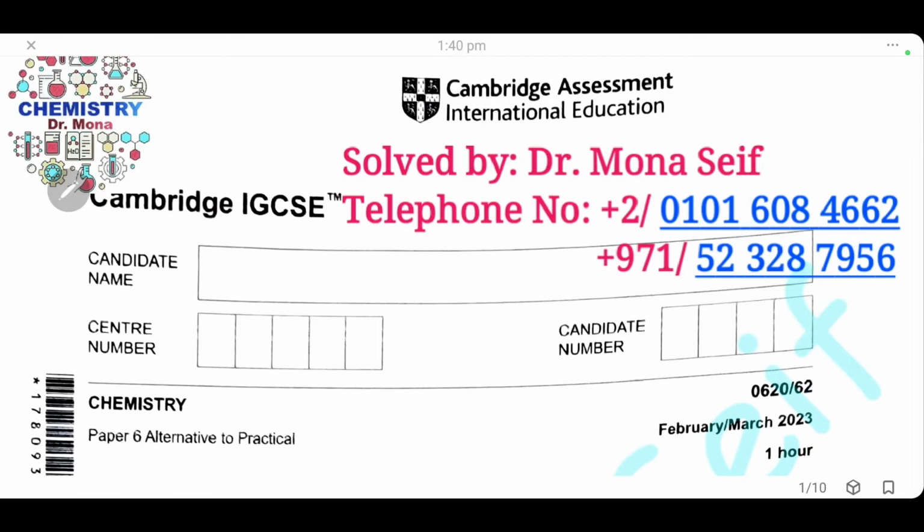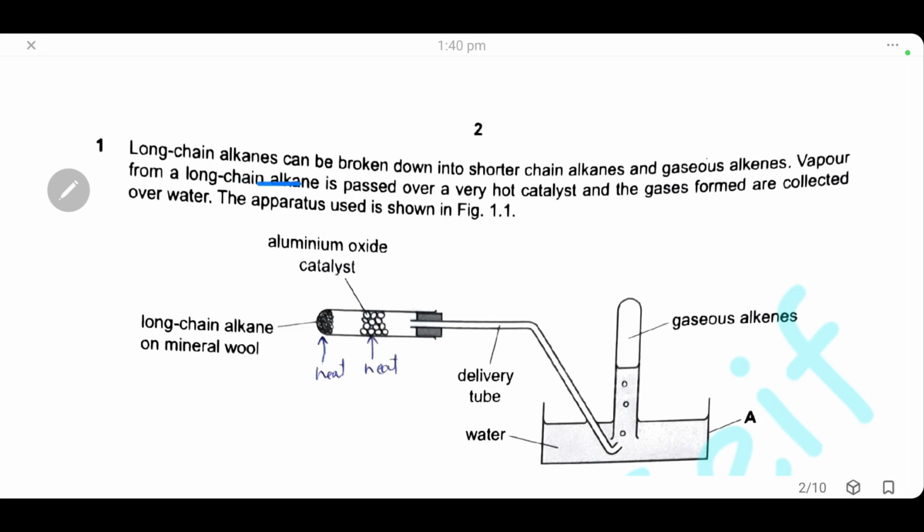Let's start it. Question 1. Long chain alkane can be broken down into shorter chain alkanes and gaseous alkenes. Vapor of the long chain alkane is passed over a very hot catalyst. The catalyst here is aluminium oxide. And the gases formed are collected over water as shown here in the diagram.